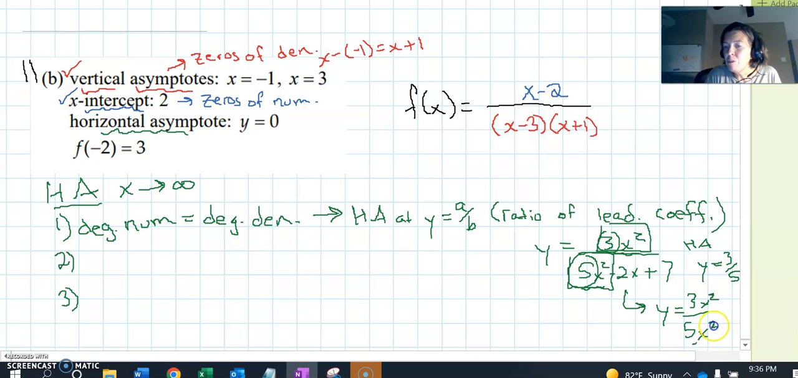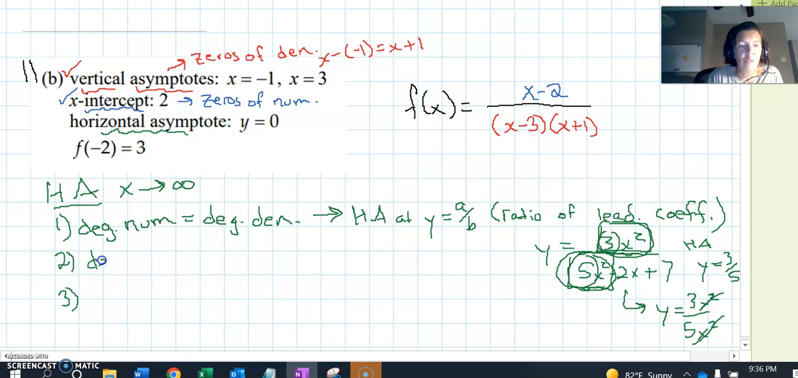So when you have same degree top and bottom, same highest power, those x squareds are going to cancel, or whatever it is that's your highest power is going to cancel, and you're left with just the leading coefficients. It helps to remember this rule, that's why it is what it is, because as x gets really big, the highest power of x takes over.